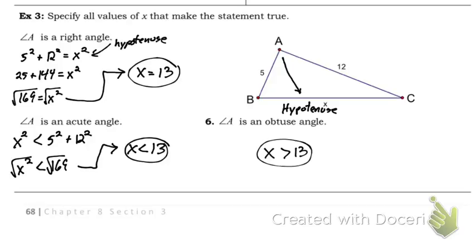Are there other requirements on this? We're not going to go down that path right now, but are there other requirements? Could x be 100? So if x was 100, would 5 and 12 still make a triangle?